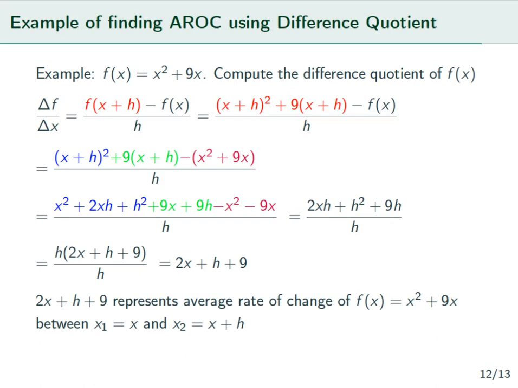So what does this represent? This expression represents the average rate of change of the function f of x equals x squared plus 9x between 2 points, x and x plus h. Using this, we can find the average rate of change between any 2 points. If x is 3, for example, and we want the average rate of change between 3 and 7, then x will be 3 and h will be 4. I plug 3 and 4 in here, and it tells us the average rate of change between 3 and 7. This is more efficient for calculating average rate of change between any 2 points.